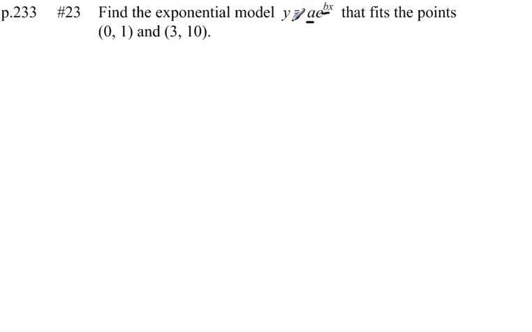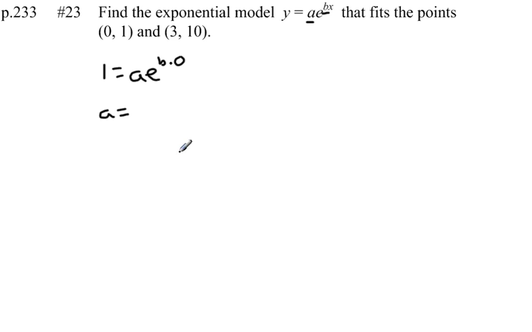So let's rewrite this point. Instead of writing y equals, I'm going to write 1 equals. And instead of writing a times e to the bx power, I'm going to say a times e to the b times 0 power. Now here's why that's important. B times 0 is going to be equal to 0. E to the 0, well, anything to the 0 power is equal to 1. So I have 1 equals a times 1, which just tells me that a is equal to 1. Whoops, why did I write 0 there? A equals 1.